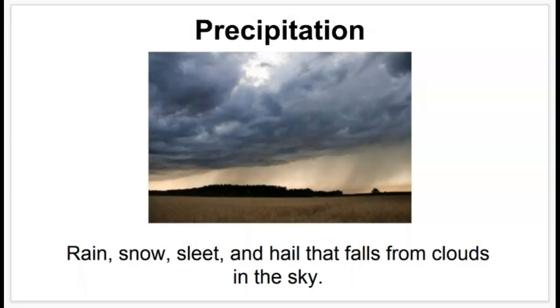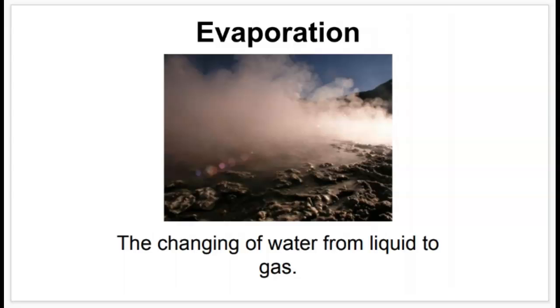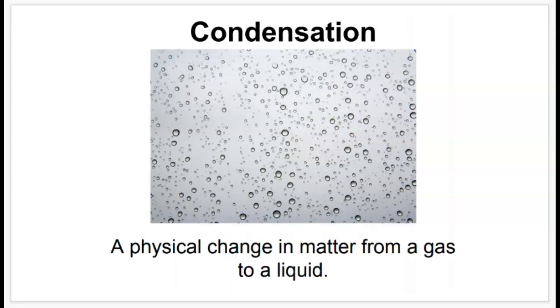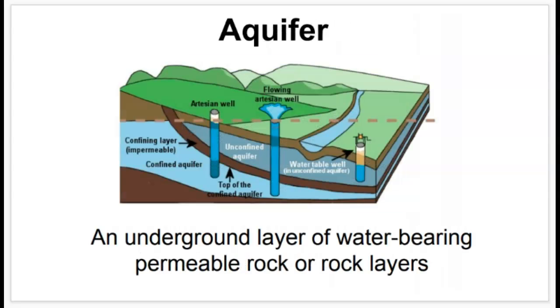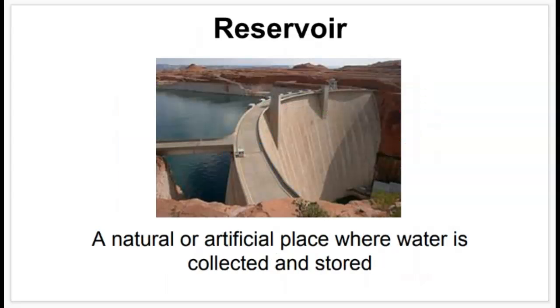Precipitation is rain, snow, sleet, and hail that falls from clouds in the sky. Evaporation is the changing of water from liquid to gas. Condensation is a physical change in matter from a gas to a liquid. Collection is an accumulation or deposit of water. An aquifer is an underground layer of water-bearing permeable rock or rock layers. And a reservoir is a natural or artificial place where water is collected and stored.